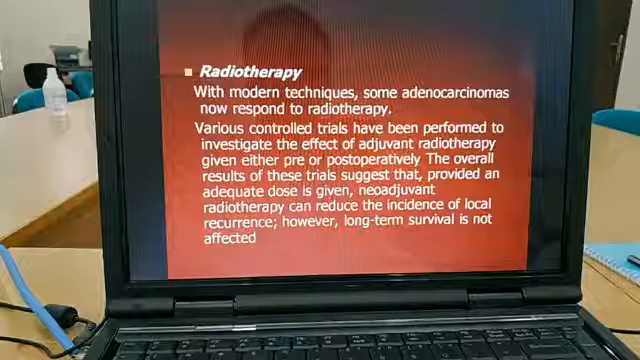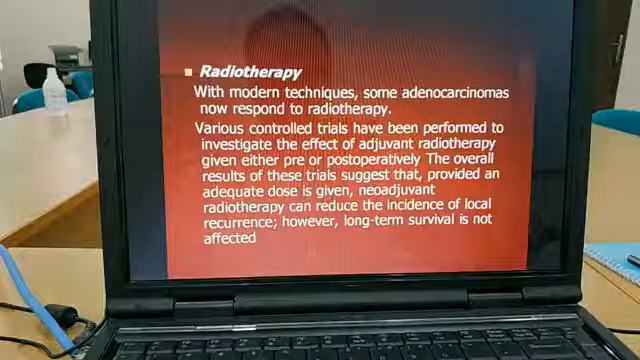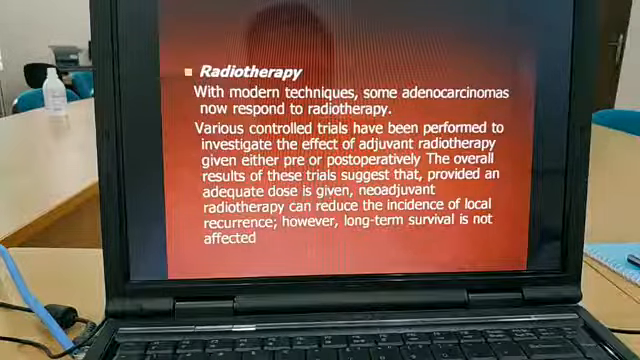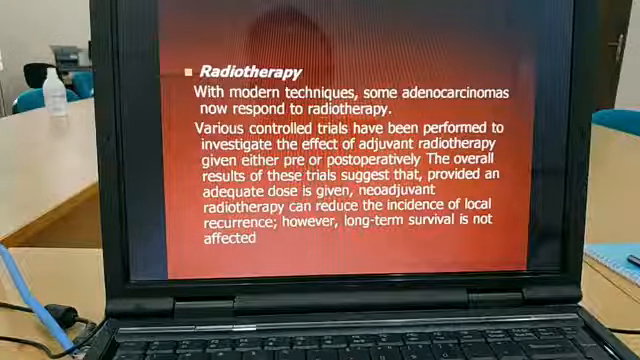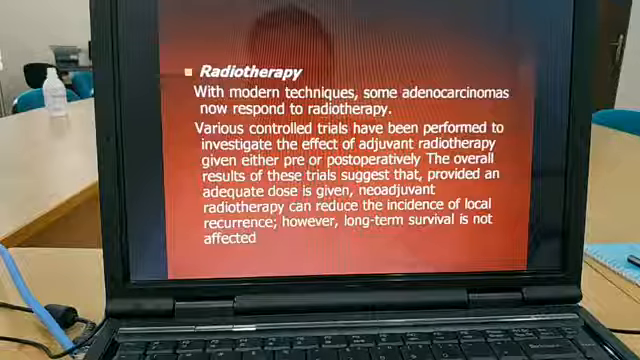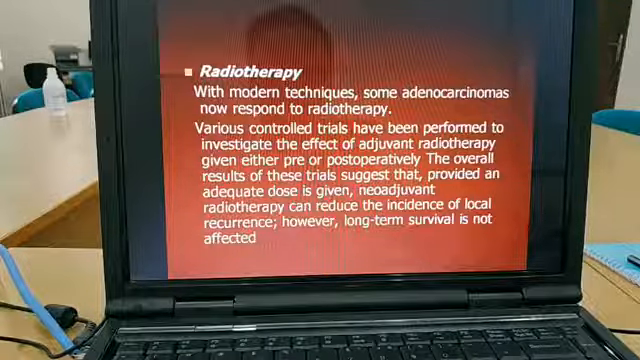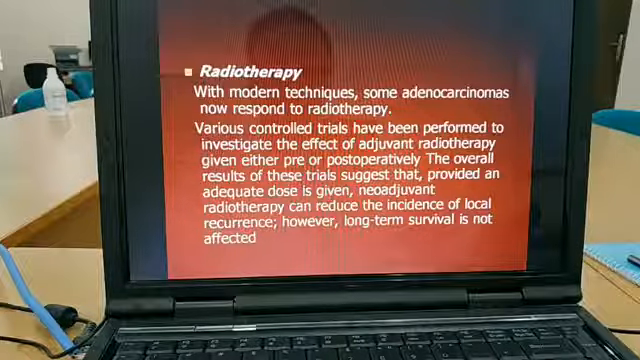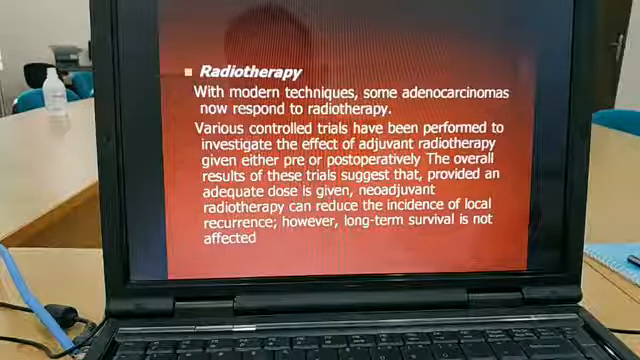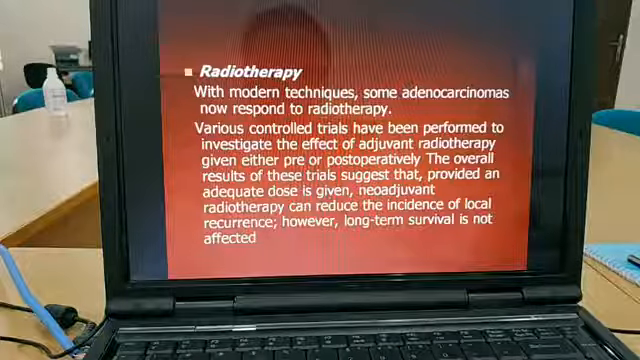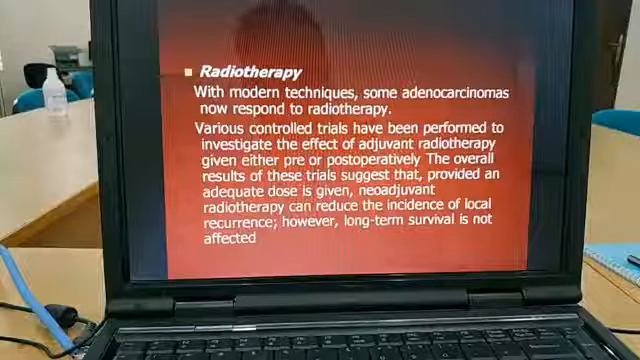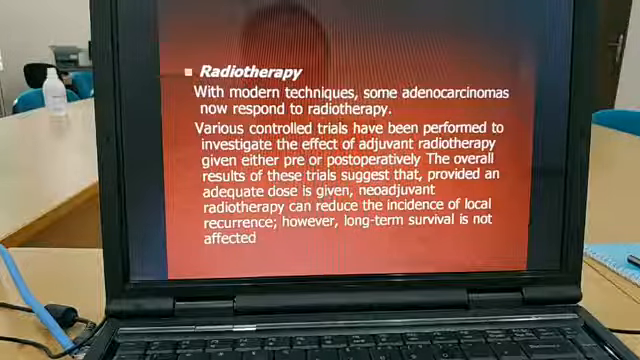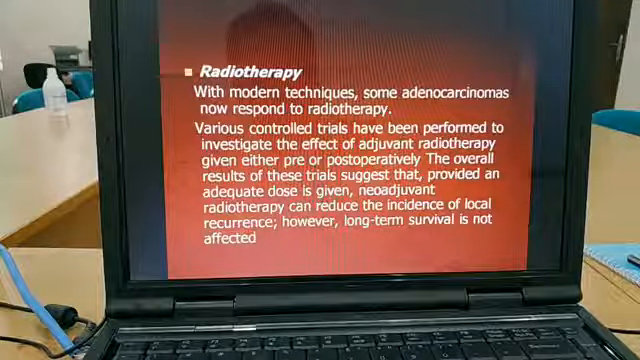Radiotherapy. Regarding radiotherapy, with modern techniques, some adenocarcinomas now respond to radiotherapy. Various controlled trials have been performed to investigate the effect of adjuvant radiotherapy given either pre or postoperatively. The overall result of these trials suggests that provided adequate doses are given, neoadjuvant radiotherapy can reduce the incidence of local recurrence. However, long-term survival is not affected. So if you administer neoadjuvant therapy, it is possible to reduce the local recurrence.